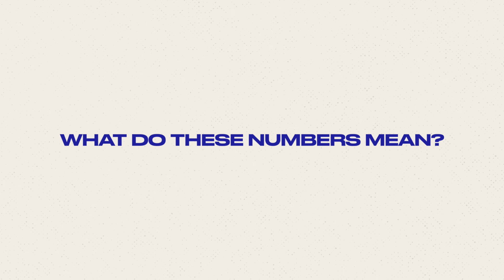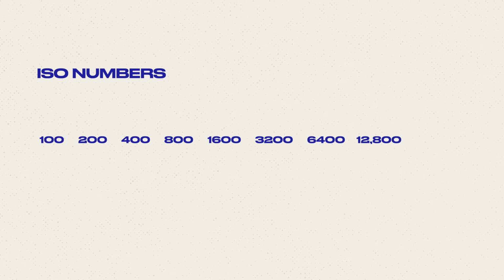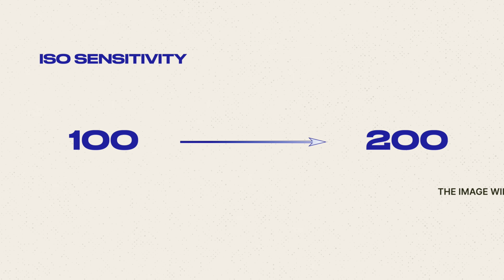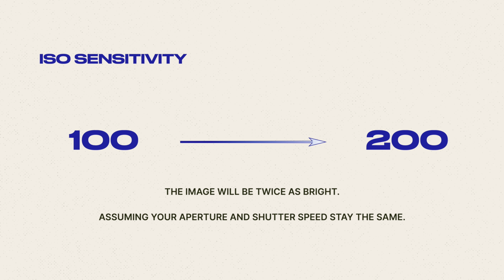So we know what ISO does, but what do these numbers mean? ISO is represented by a series of numbers, and these settings usually look something like this. ISO 100, 200, 400, 800, 1600, 3200, and some newer cameras go all the way up to 25,600 or more. Each step up doubles the sensor's sensitivity to light. So if you go from 100 to 200, the image will be twice as bright, assuming your aperture and shutter speed stay the same. But again, more sensitivity means more noise.